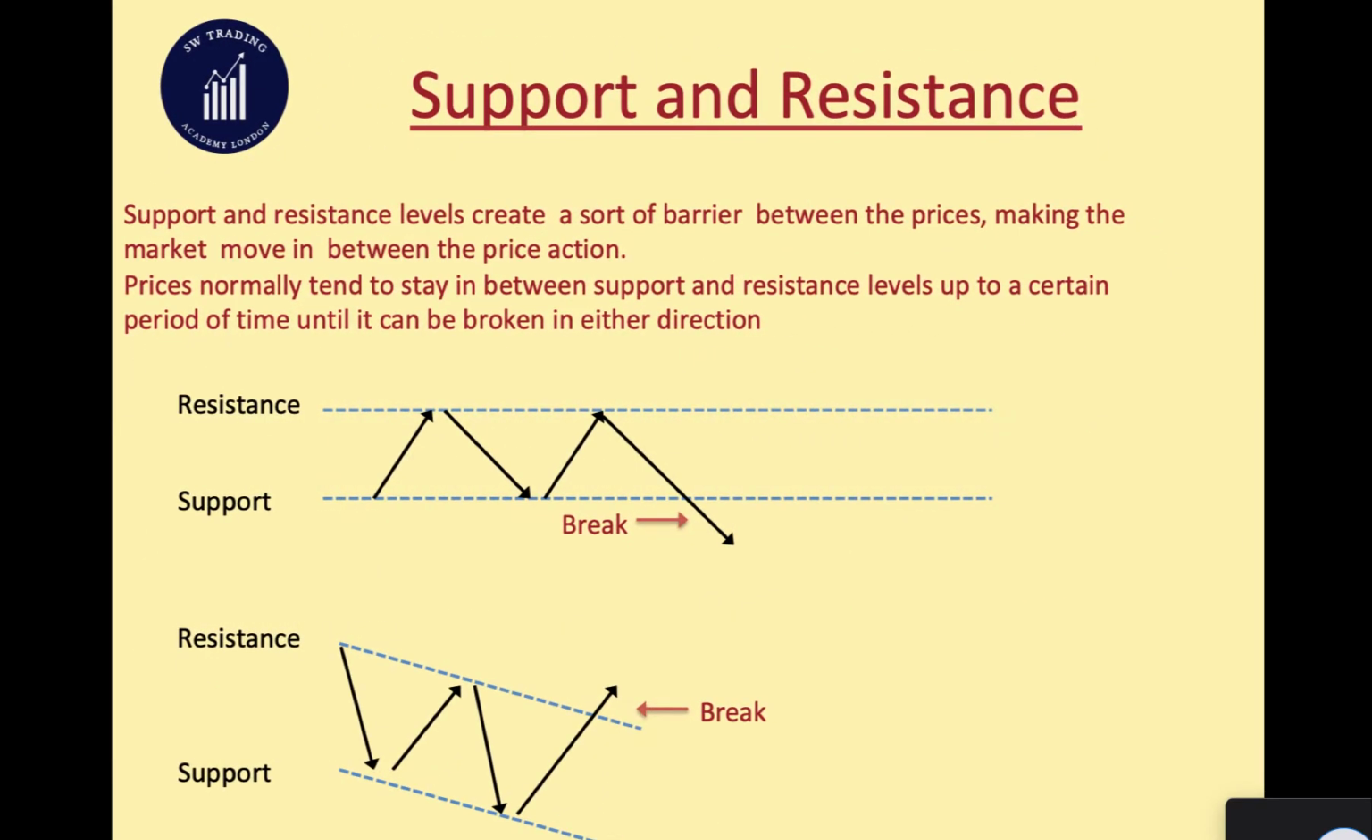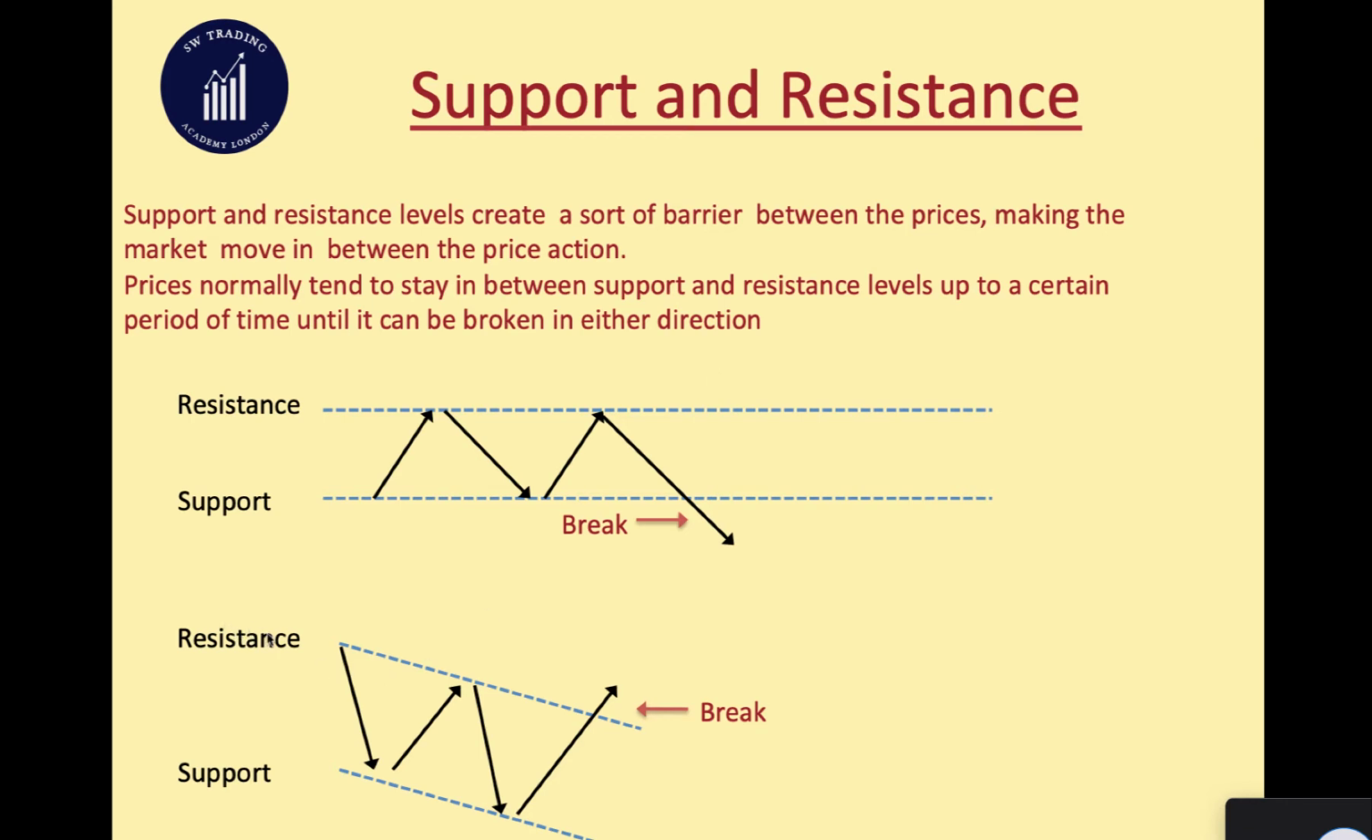Support and resistance levels create a sort of barrier between the prices, making the market move between the price action. Price normally tends to stay between support and resistance levels up to a certain period of time until it can be broken in either direction. So we have the resistance level with support, and that's what the market's going to be doing. In a sideways movement, the market is going to break either towards the downside or to the upside.